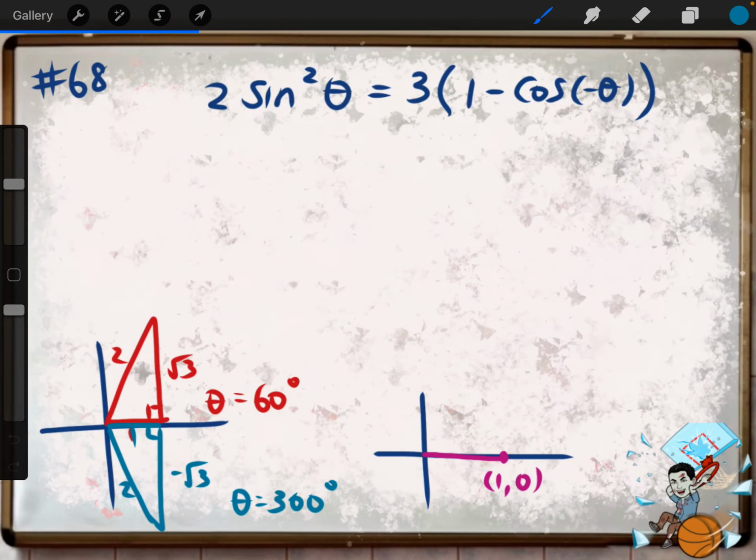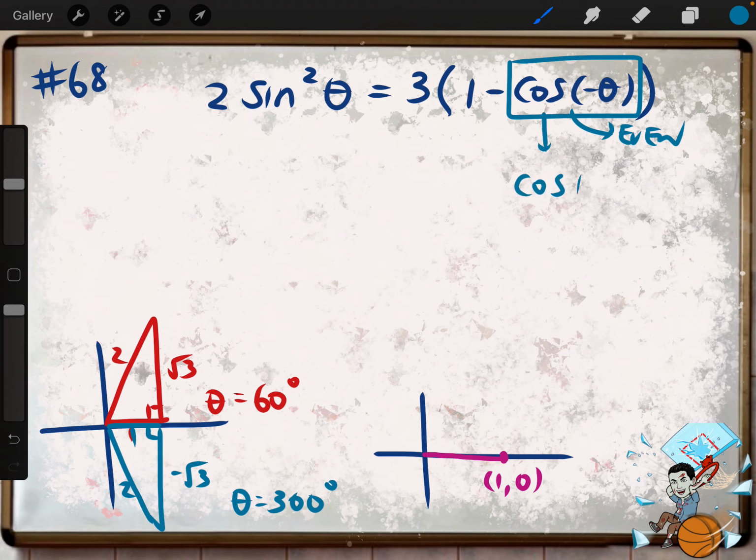Okay, so let's look at number 68. It looks crazy, but the craziest part is that you have to bring back one of the even or odd functions. Cosine is an even function, which means that you can rewrite that as positive cosine theta. So I'm going to rewrite the entire equation as 2 sine squared theta equals 3, and then put parentheses, 1 minus cosine theta.